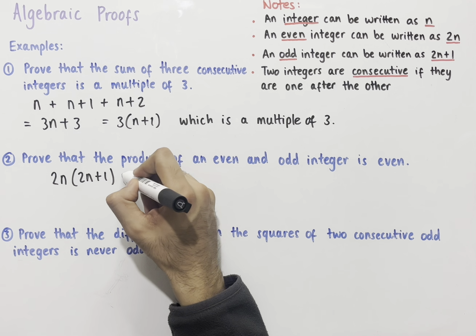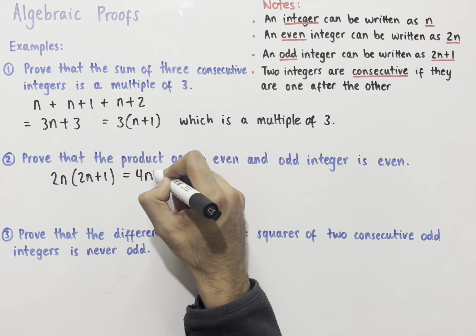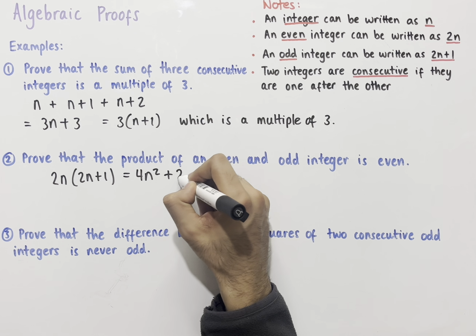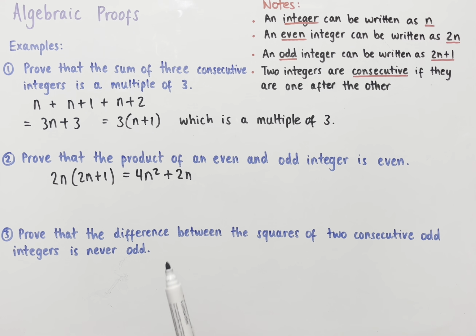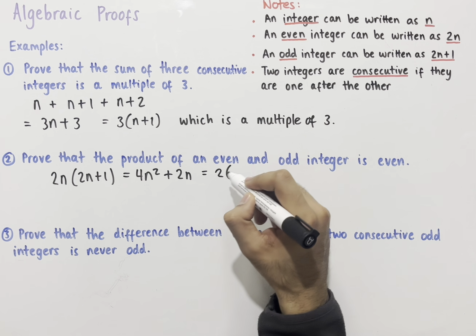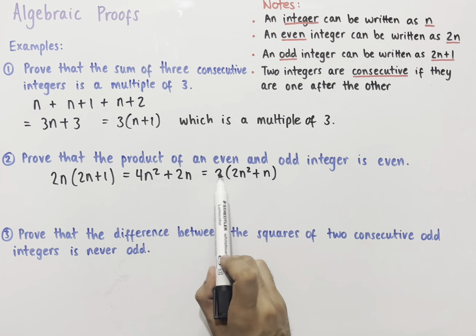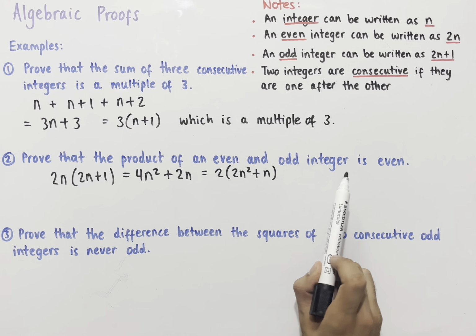So if we're writing the product, we're now going to multiply this by 2n plus 1. If we expand the brackets, we have 2n times 2n equals 4n squared. Then we have 2n times 1, which equals 2n. Since we're trying to prove that this product is even, we need to factorize a 2 out of this expression. Both of these terms have a highest common factor of 2. We get 2 and then in brackets 2n squared plus n. And since this is a multiple of 2, because we factorized the 2 out, the product of an even and odd integer is indeed even.